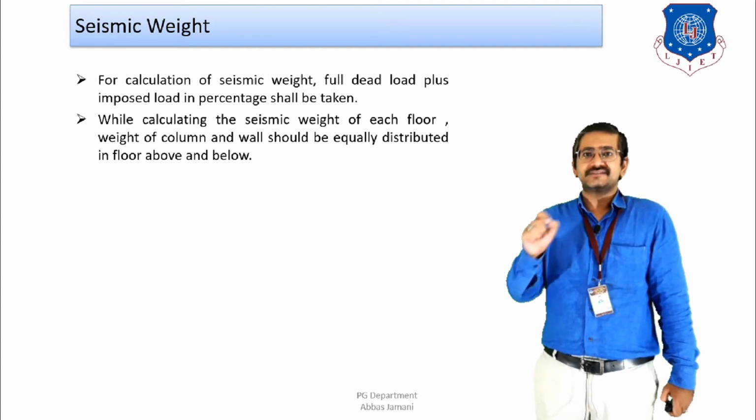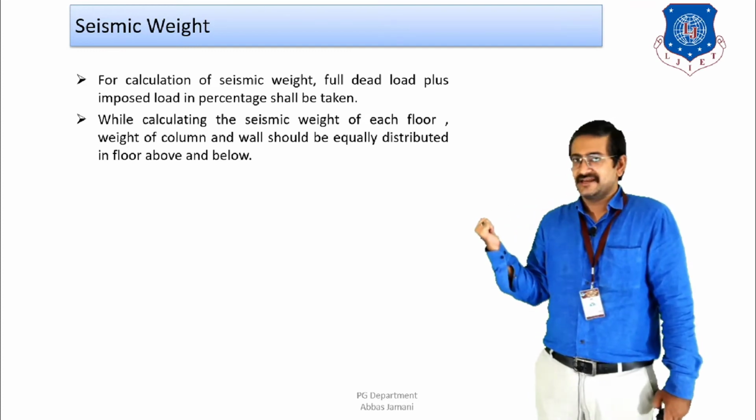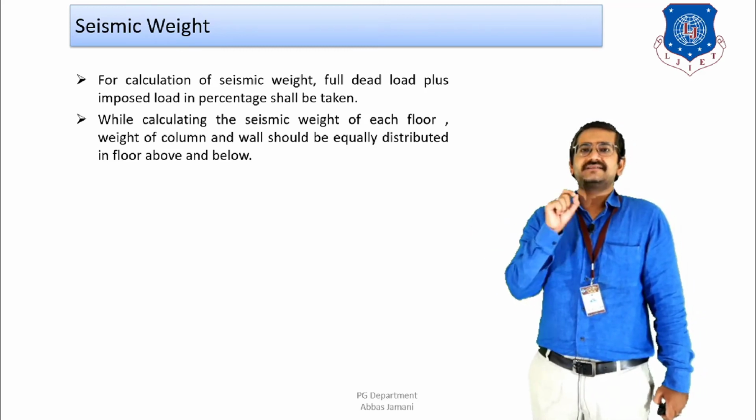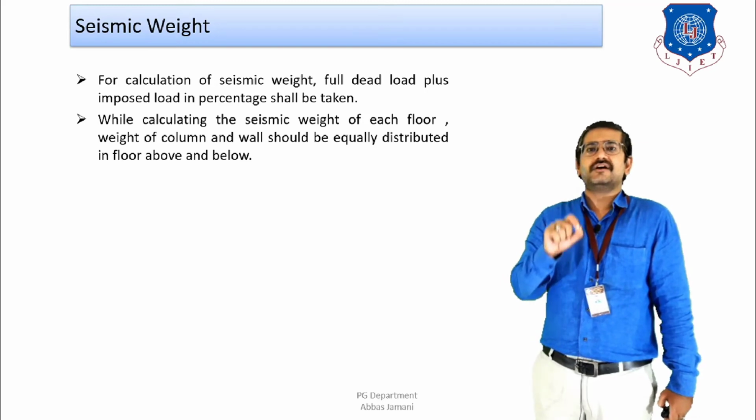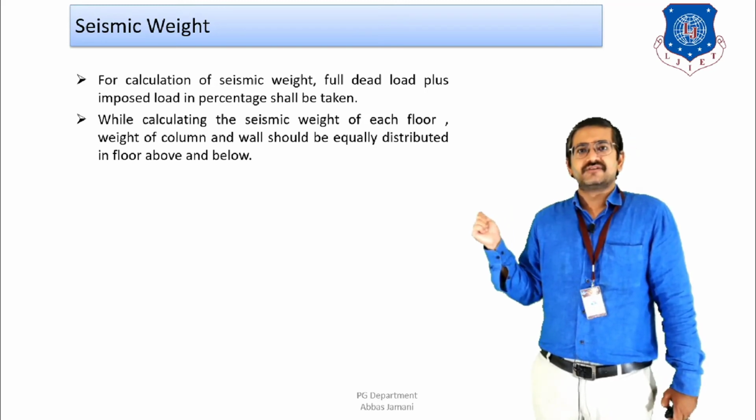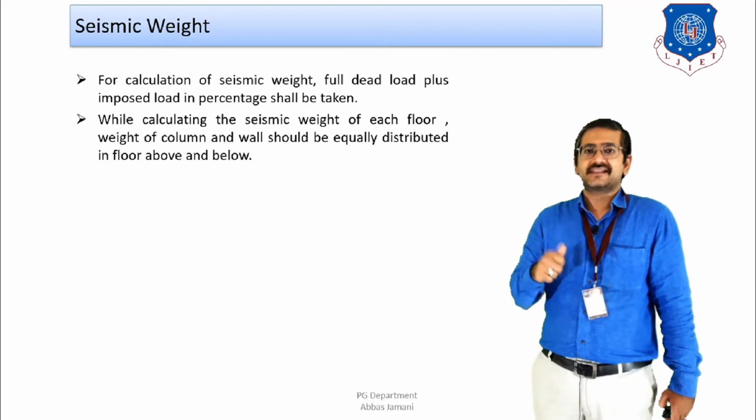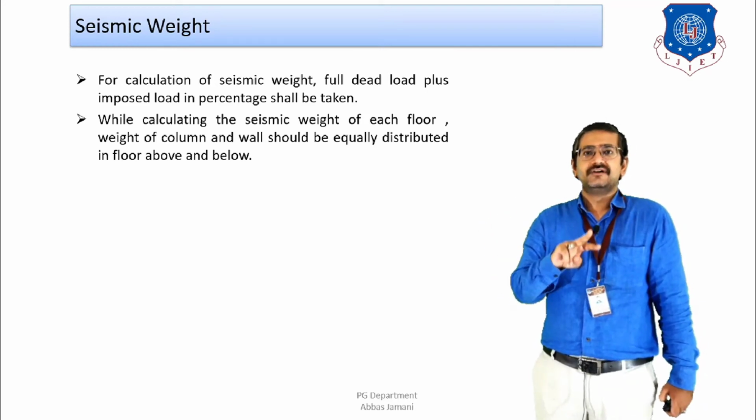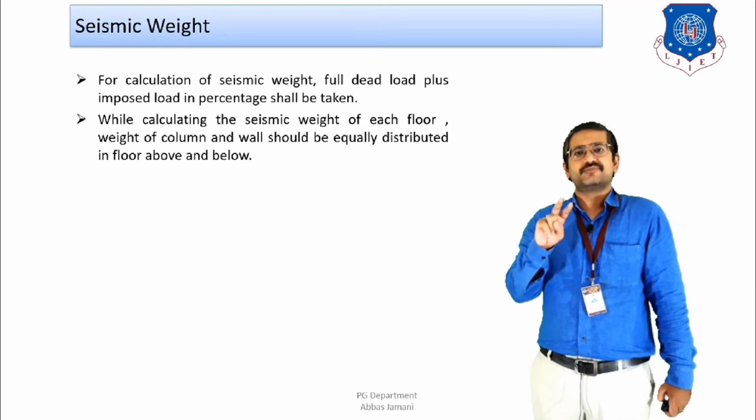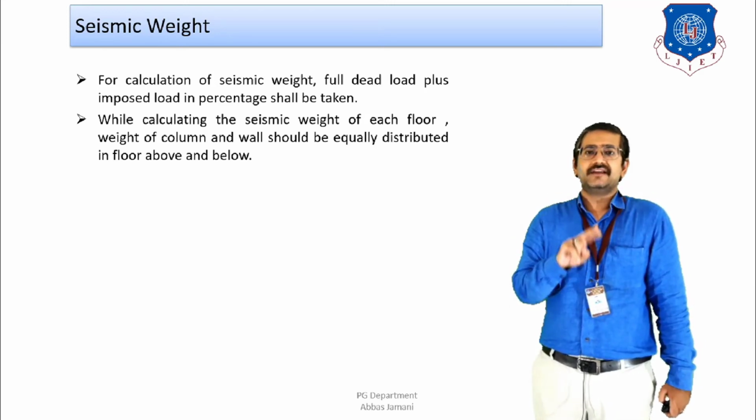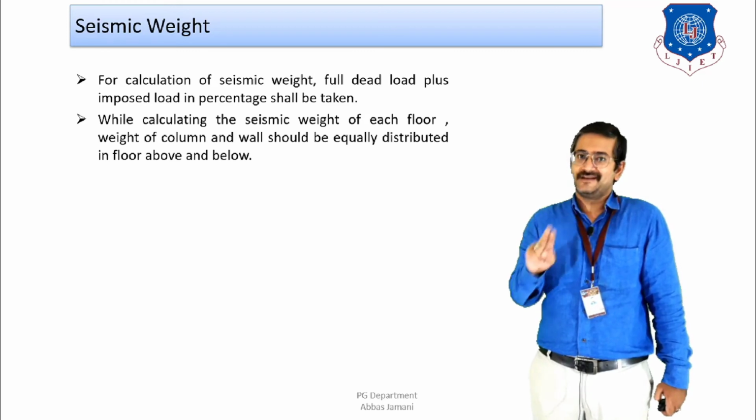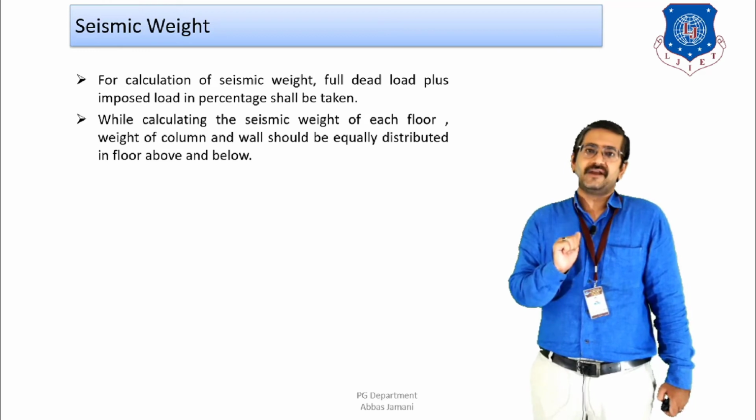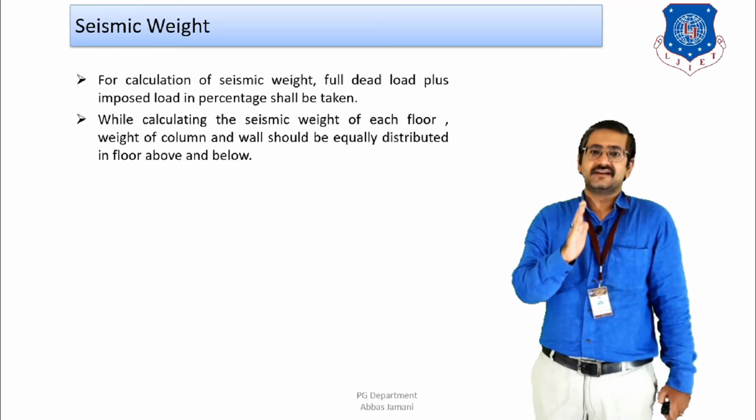Now how to decide the percentage of imposed load? We have seen in the previous slide that the code is telling that if the value of live load applied on the floor is less than or equal to 3, then the imposed load percentage will be 0.25 live load, and if it is greater than 3, then the value will be 0.5 live load. So you will have two cases. Either W is equal to dead load plus 0.25 LL, or W is equal to dead load plus 0.5 LL, depending upon the intensity of live load that you are going to apply on the floor. So that thing has to be very clearly understood.